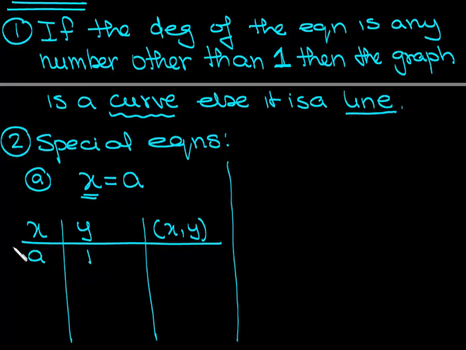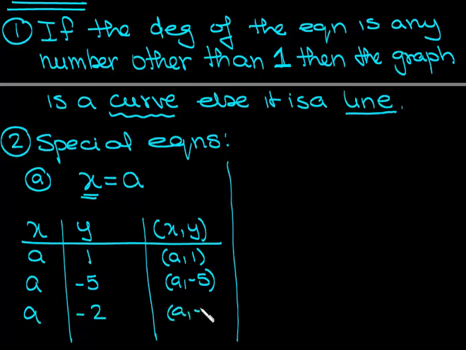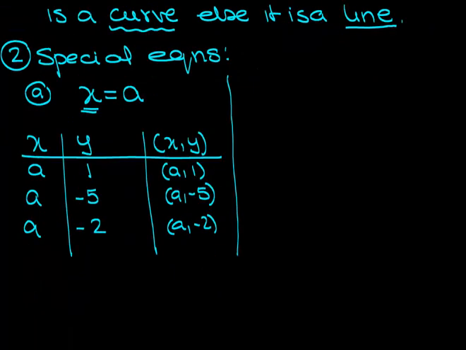Let's say y is 1. So my point would be (a, 1). If x is a, y could be minus 5. So my point would be (a, -5). If x is a, y could be anything. It could be minus 2, so there'll be (a, -2). And let's do one more. If x is a, y can be 3. So we get (a, 3).